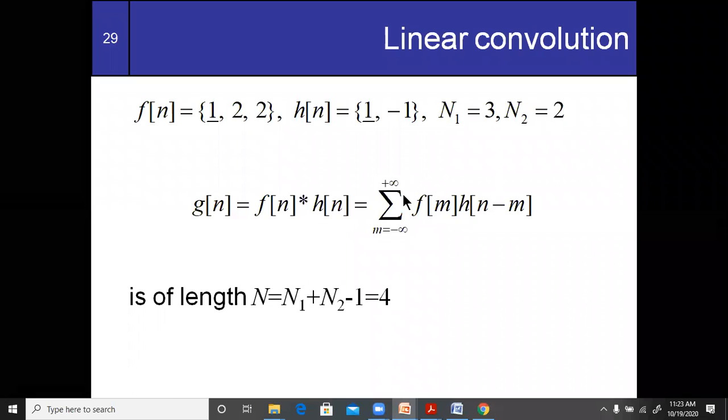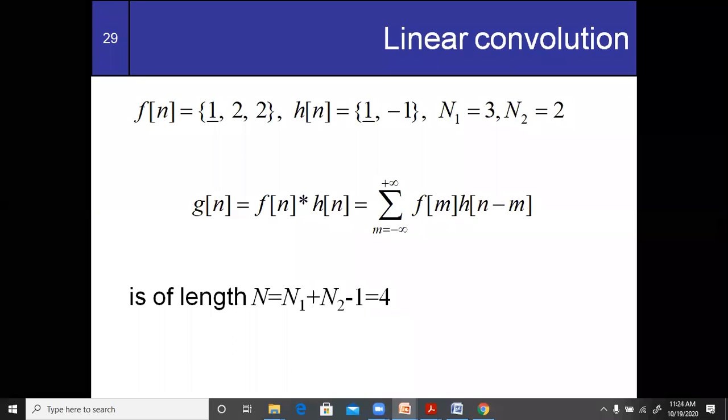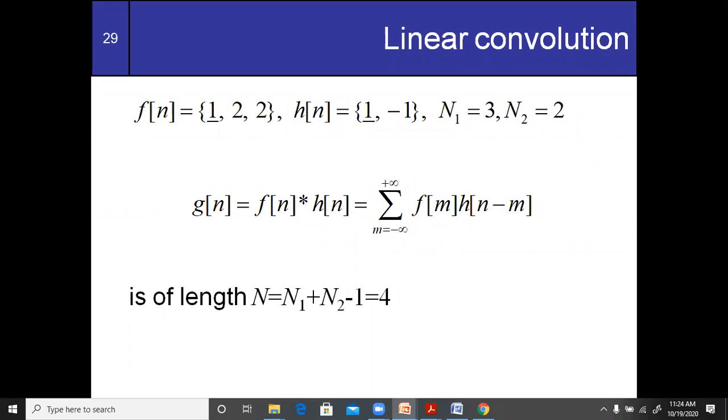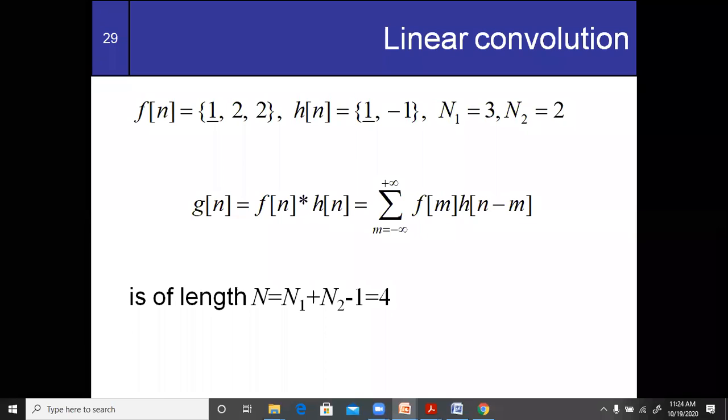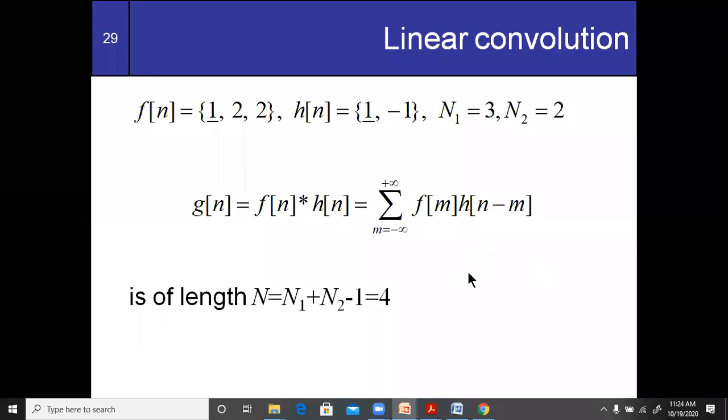And the formula for that is written here, sum over m equal to minus infinity to infinity, f of m, h of n minus m. So you should keep on multiplying. Middle term, when m is equal to 0, will give us f of 0, h of n. Then when m is equal to minus 1, it will be f of minus 1, h of n plus 1. When m is equal to plus 1, then we will have f of 1, h of n minus 1, and so on. So we can write the m equal to 0 term first, and then we can write the terms on both the sides. Keep on writing like that.